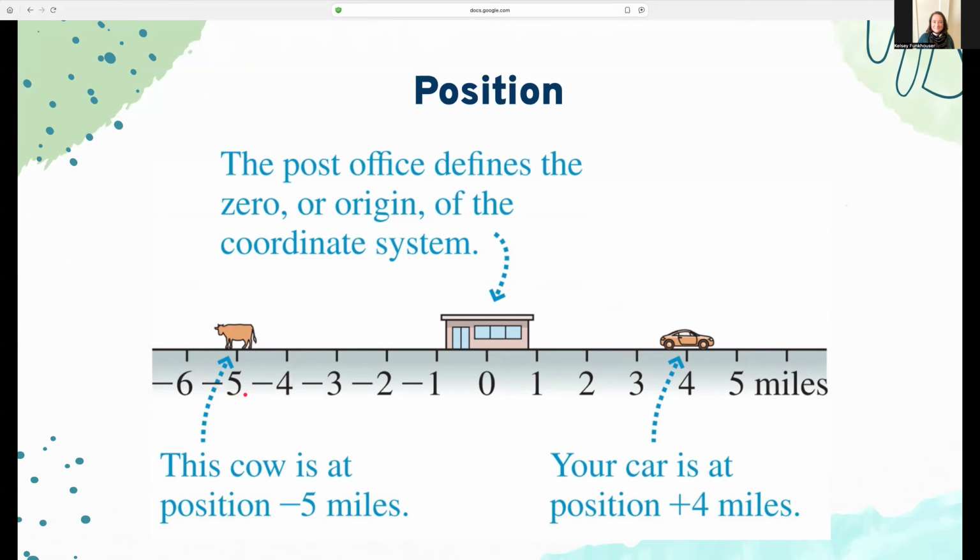So those signs are telling us without saying left, right, east, west, they're telling us which side of the origin each of these objects is on.